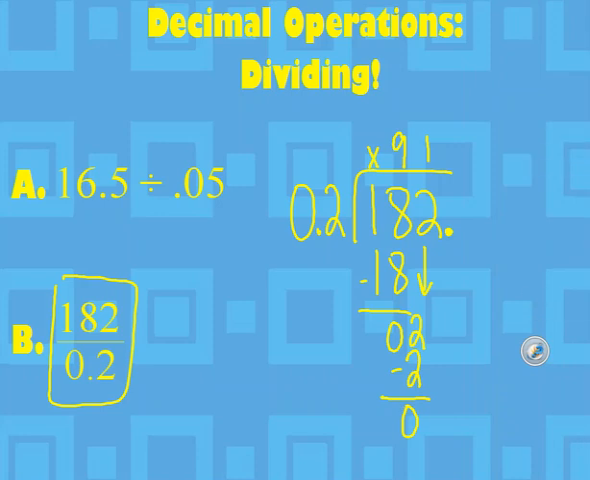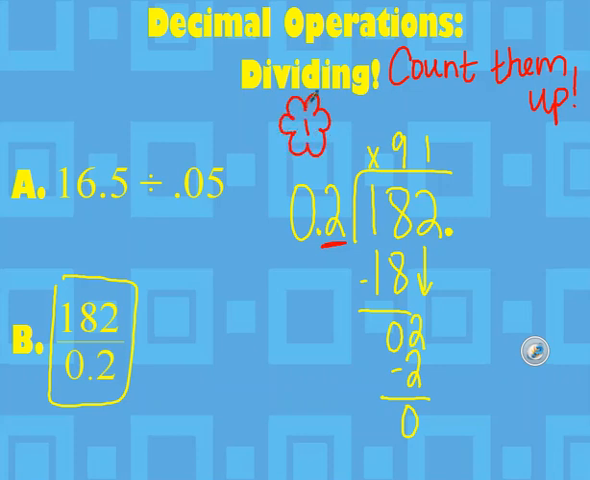Now at this point, again, our strategy was count them up. That just means we're going to count the digits behind the decimal outside of the question. There's 1 digit behind the decimal, so that means we're going to move our decimal 1 space. Again, in this specific instance, I am going to need another placeholder, so my answer would be 910. You're counting up on the outside, moving on the inside.